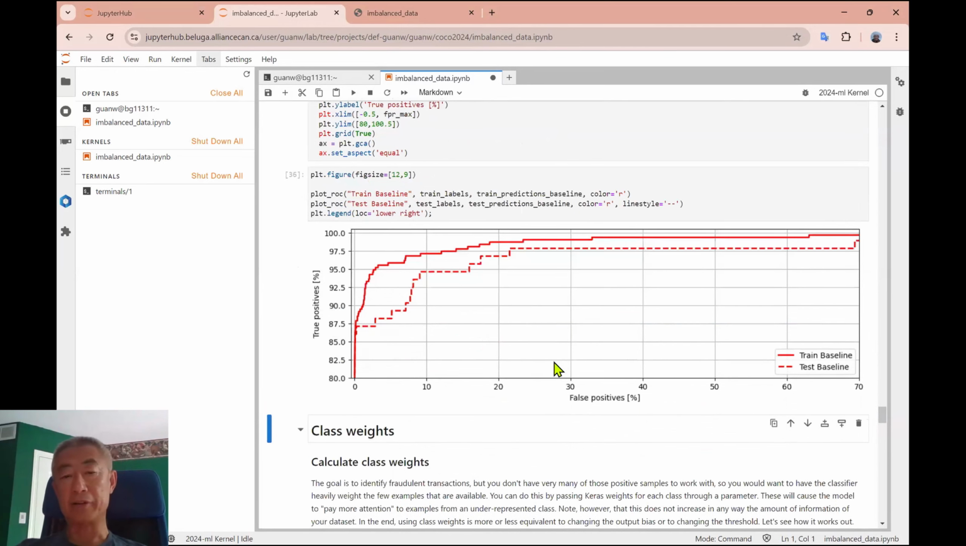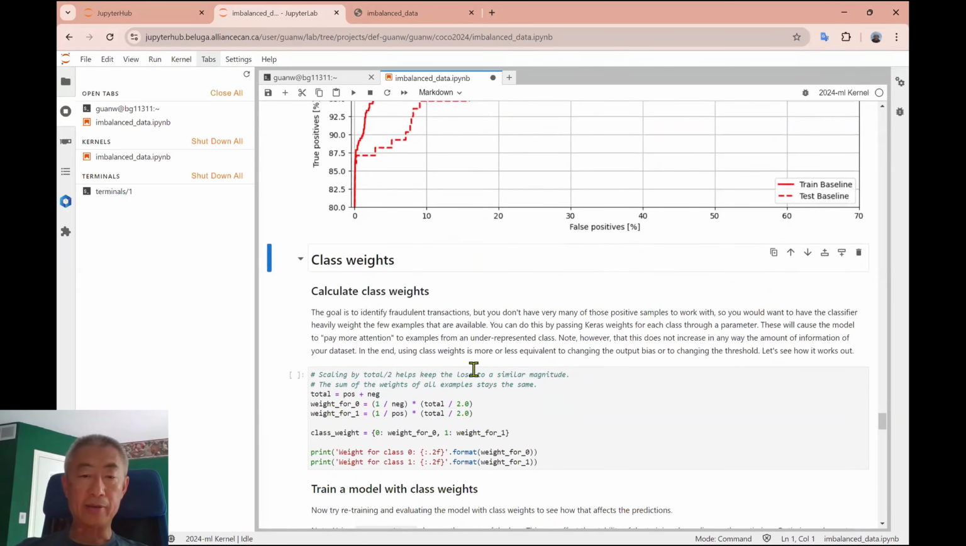So here is the ROC curve of our first model that uses bias adjustment, but without class weights. That's the only strategy we have used. Next, we are gonna apply class weight adjustment.